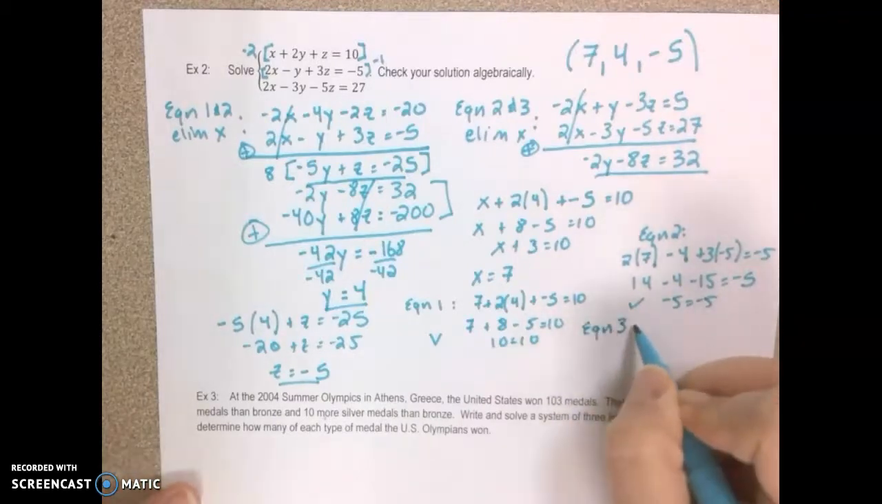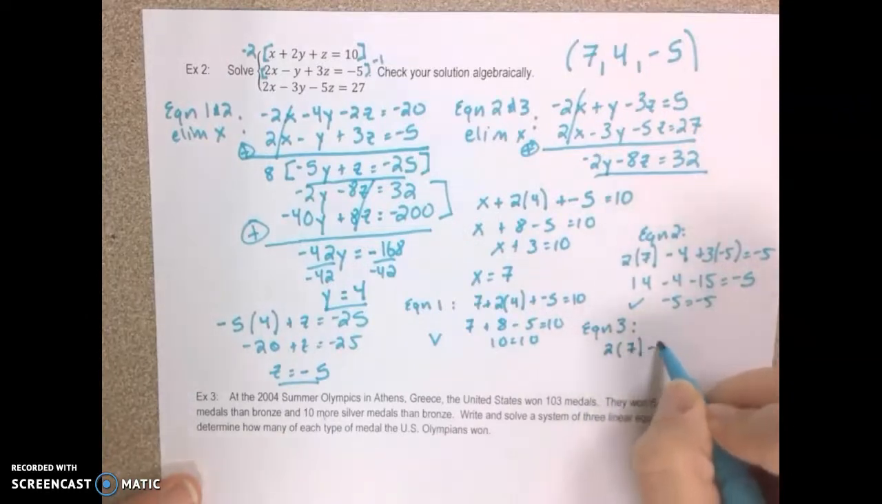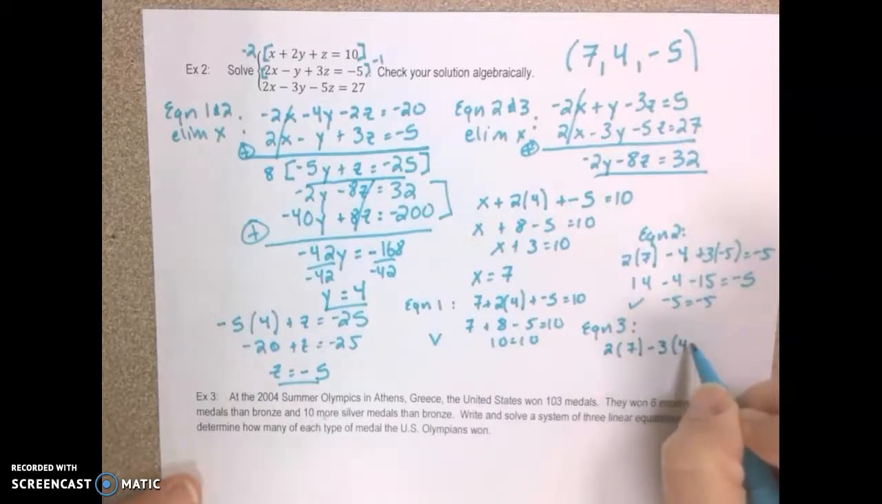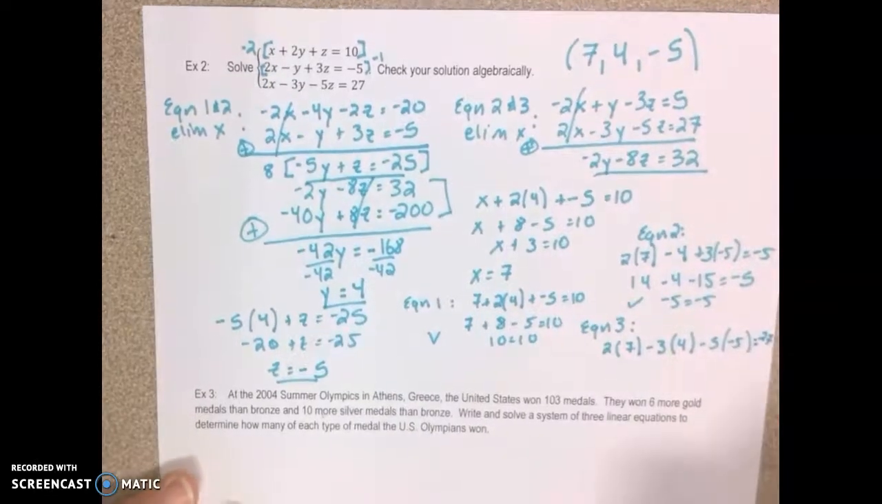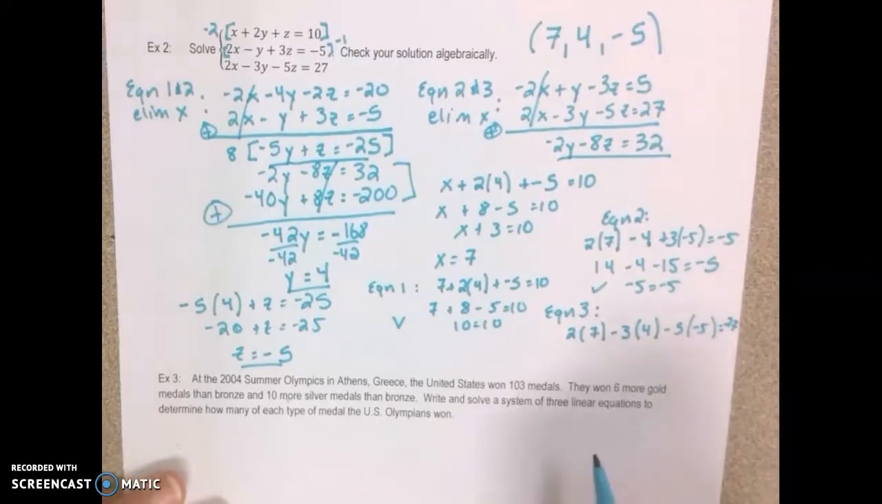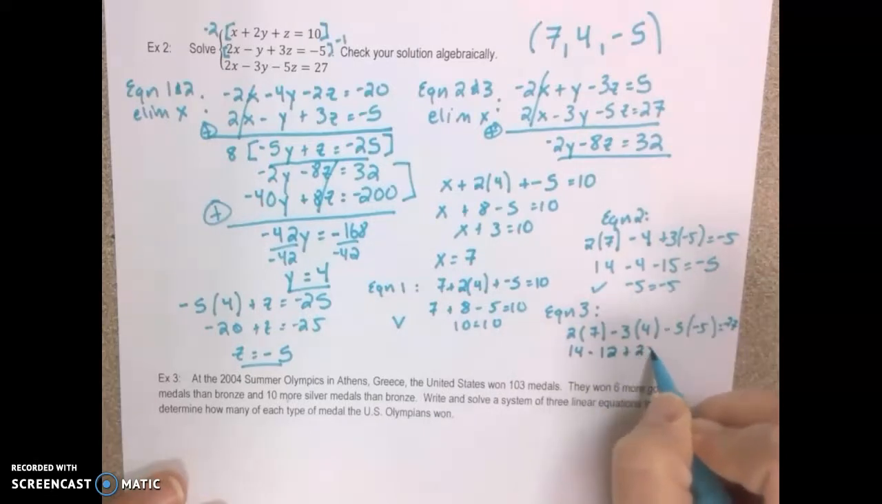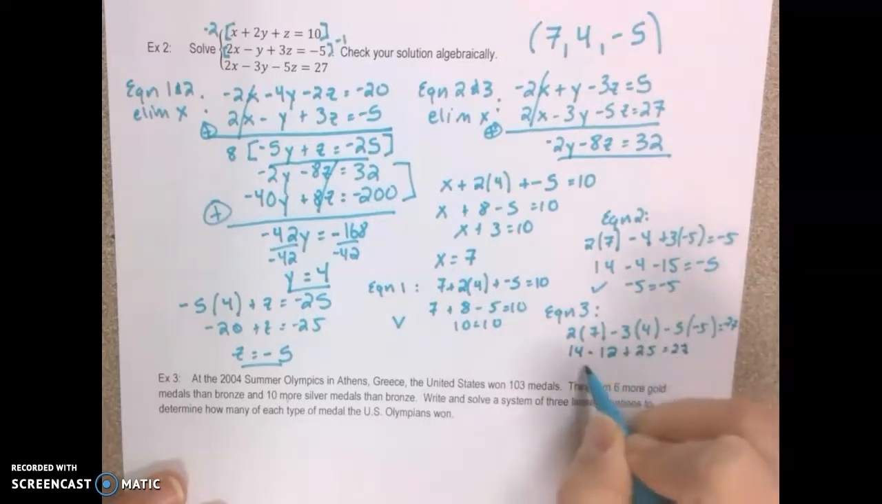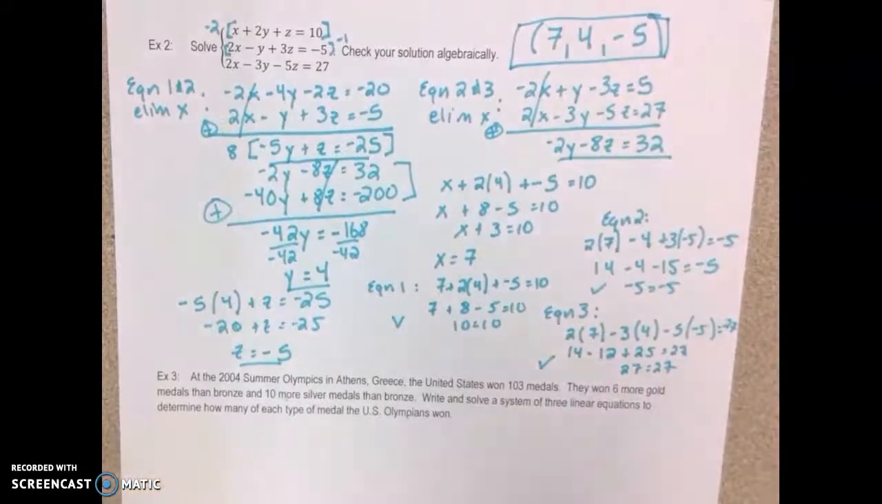And finally, in equation 3, so that was 2, and then x is 7, minus 3, and y is 4, minus 5, and then z is negative 5 equals, it's running out of room, equals 27. And then this is getting a little blurry again. I'm going to finish this one and then try to focus again. 14 minus 12 plus 25 equals 27. 2 plus 25 is 27. So 27 equals 27. And it checked. So our ordered triple is 7, 4, negative 5.